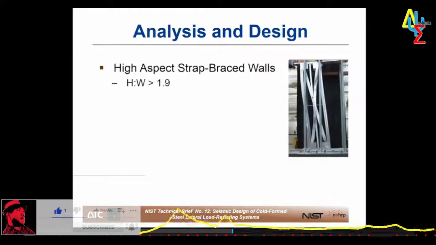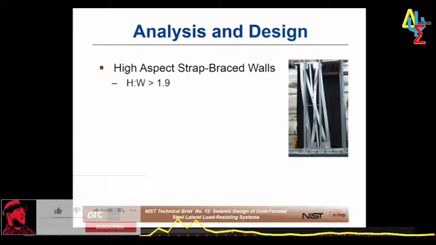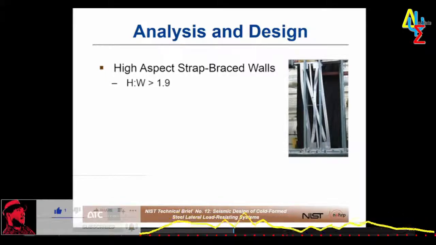So narrow strap braced walls, which are defined in S400 as having a height to width ratio greater than 1.9, present some unique problems due to the frame action caused by joint rigidity. And you can see in that picture on the right what I'm talking about. So that's a strap braced wall, which in the simplest sense you would think was pin-ended with tension in the straps and compression and tension in the cords. But that is not how they behave by the time you get all the straps and gusset plates and so forth in there.